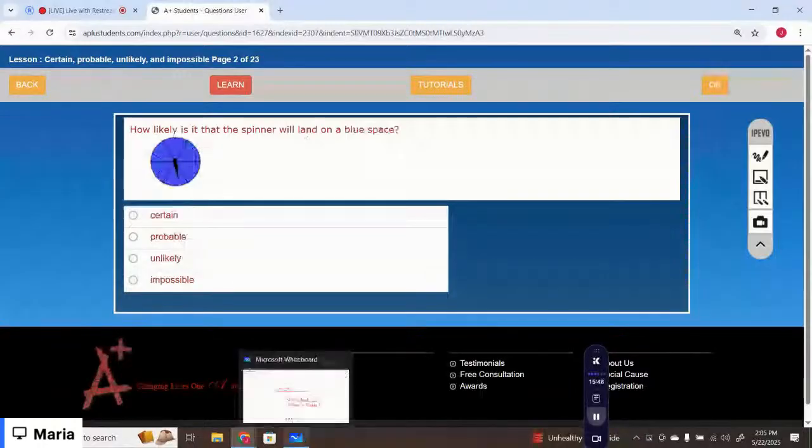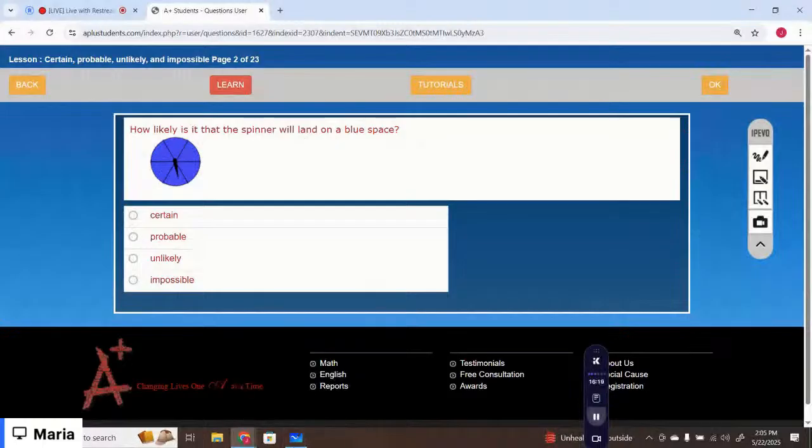How likely is it that the spinner will land on the blue space? So which is the correct one? Whenever you spin the spinner, it will always land on blue because all the portions are blue. So the correct option is certain.